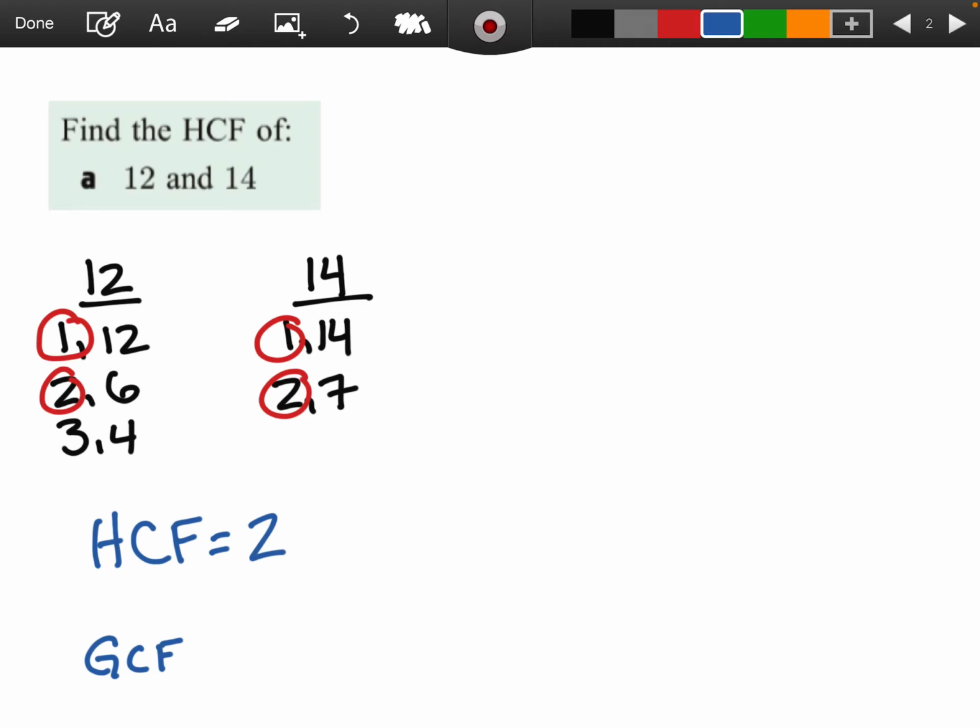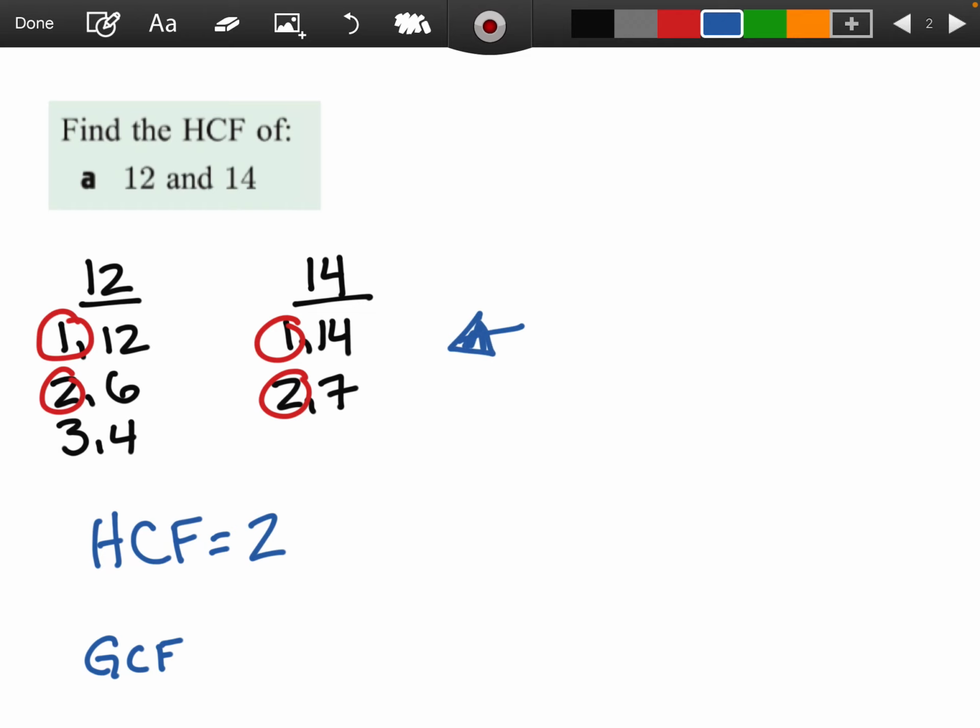As I said earlier, this becomes a really important topic when we get into factoring algebraic terms and expressions later on in the year. So this is something that you're going to want to become pretty familiar with and pretty good at. So being able to list the factors and find the highest one. Do you need to show your work? Yes, for now.